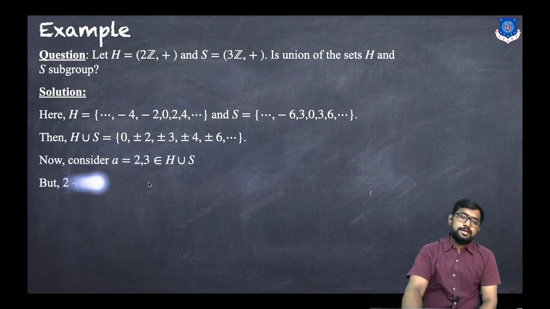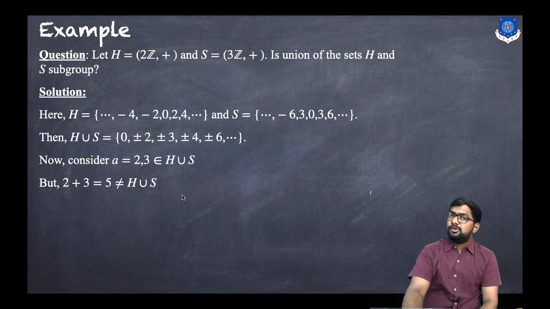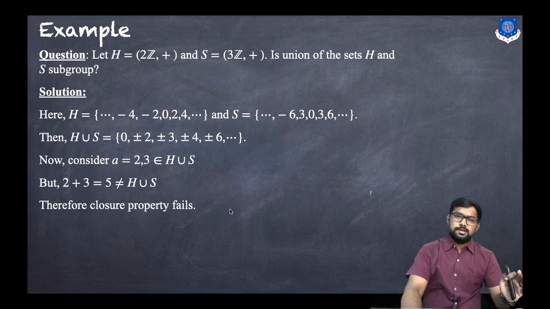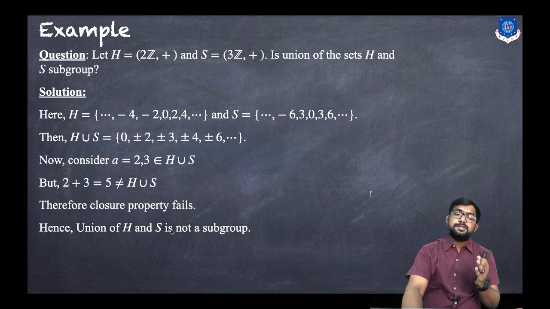Now we need to check the closure property, but actually it does not hold. So we need to give a counterexample. Consider a equals 2 and 3. As you can see, 2 and 3 both belong to the union set, and we have the operation plus. If we add them, 2 plus 3 equals 5, but that does not belong to the set H union S, right? So the closure property fails. As the closure property fails itself, no need to go for the associative, identity and inverse properties. So this sum is done. The union of H and S is not a subgroup because it does not satisfy the closure property.